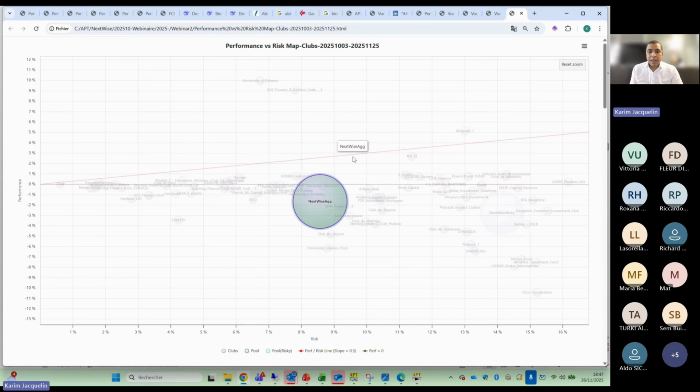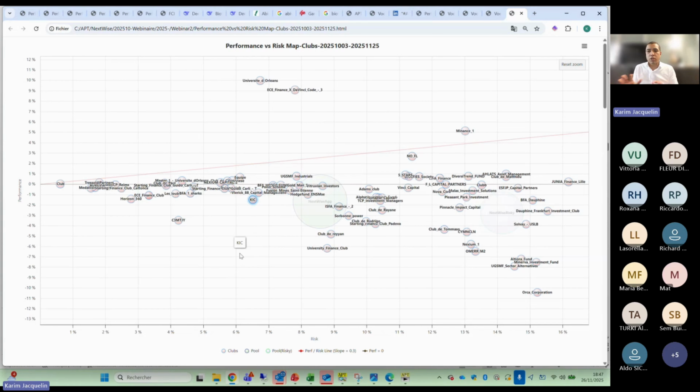The red line represents a slope of 0.3. So it's a return to risk ratio of 0.3. It's just a reference point so that you can position your portfolio in terms of risk-adjusted return compared to this reference risk-adjusted return of 0.3.